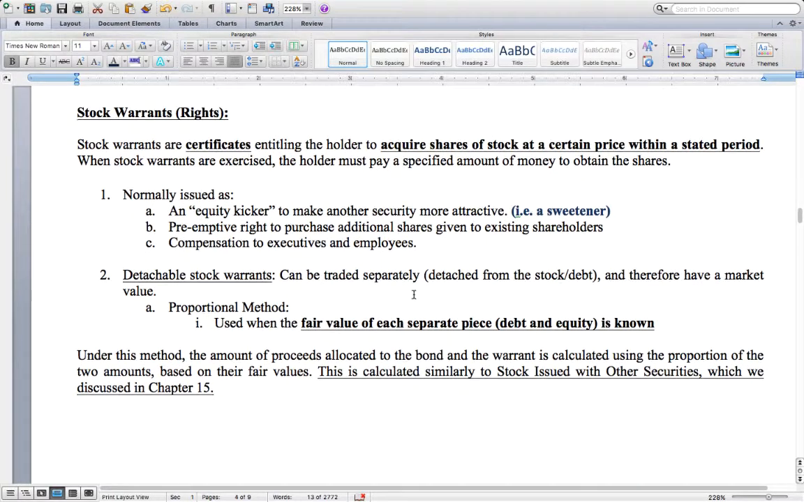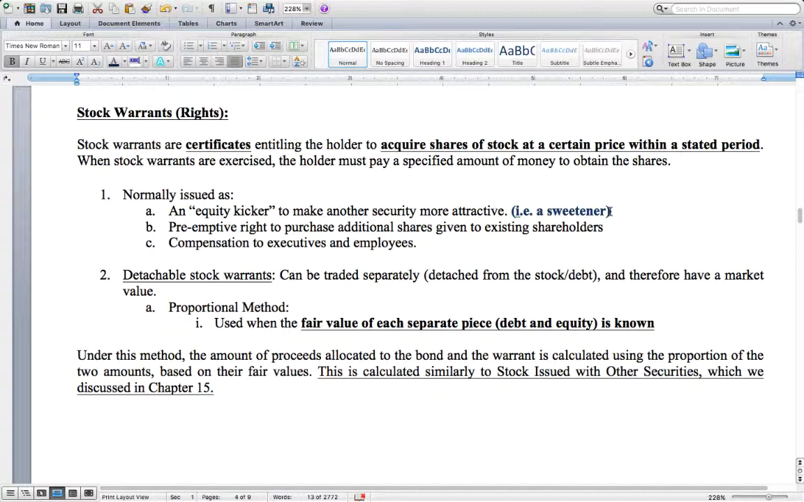Next, we're going to cover stock warrants. Stock warrants are certificates entitling the holder to acquire shares of stock at a certain price within a stated period. When they are exercised, the holder will have to pay a specified amount of money to obtain these shares. These are normally issued as an equity kicker to make the security more attractive, i.e. a sweetener that we talked about previously.